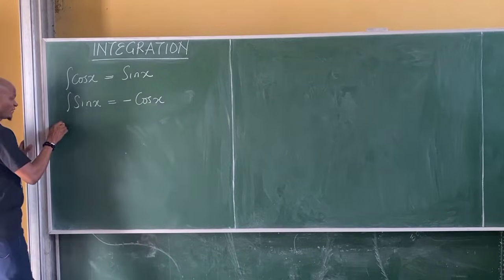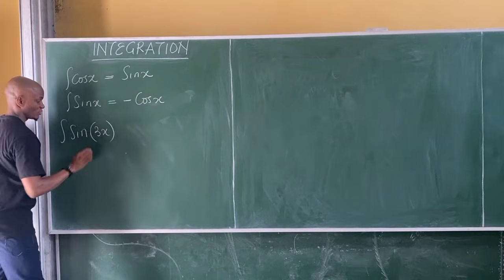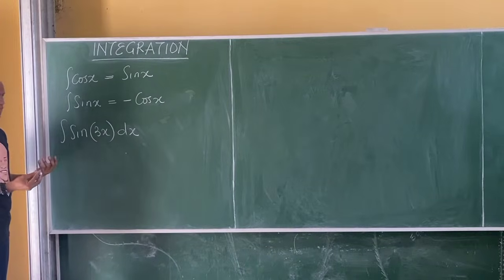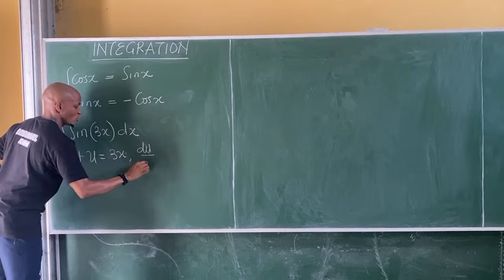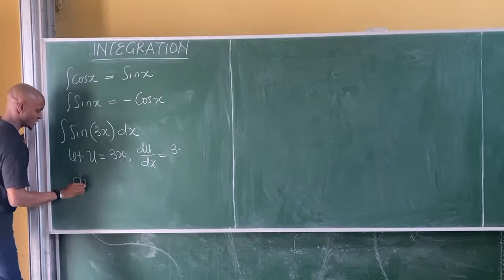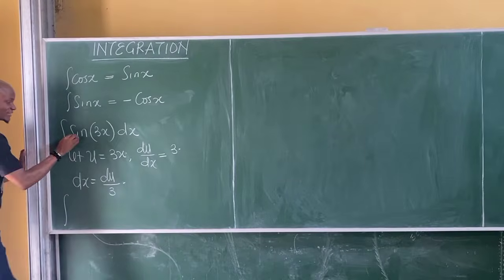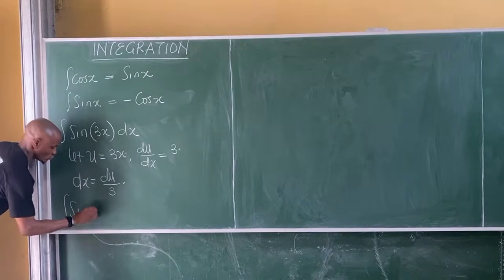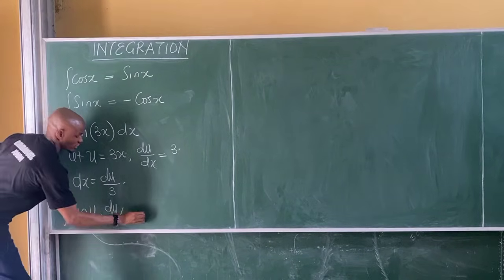Also note this: if I'm having to integrate sine 3x dx, for this case I'll have to use the substitution method. Let u be equal to 3x, such that du over dx is equal to 3, and hence dx is equal to du all over 3. So the integral of sine 3x becomes, in place of 3x I put u, and dx is du over 3, so it becomes du over 3 on substitution.